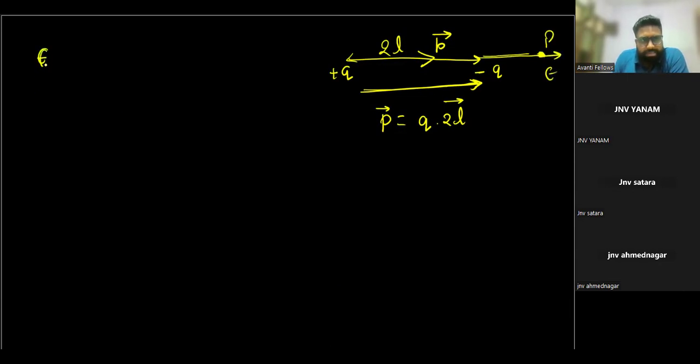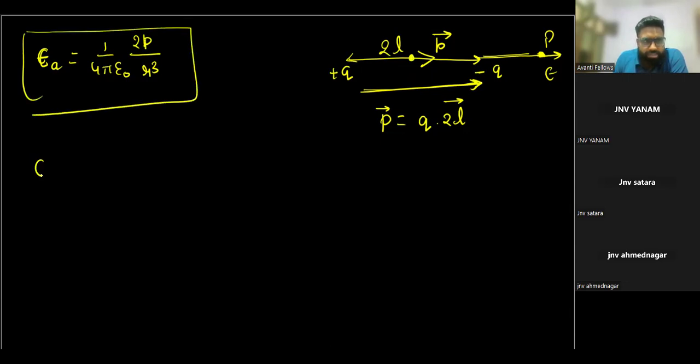So for a short dipole you have to remember that the electric field on the axial position is given by 1 upon 4 pi epsilon naught, 2P upon R cube, where R is the distance of this particular point from the center of the dipole.